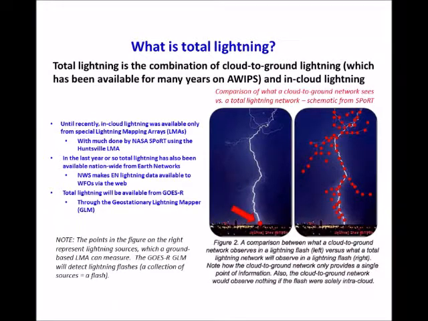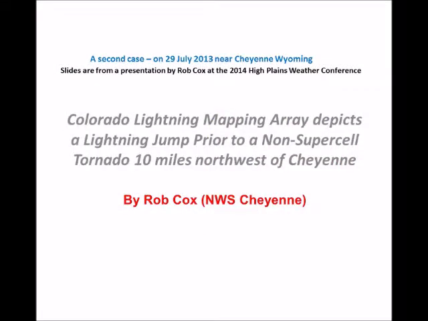So I borrowed a few figures from some SPoRT-related training material, and here's one of them here. You can see in the regular flash, if you had just a cloud-to-ground detection system, you just have this one point, but with the total lightning, these are all sources in that one flash, and that's what we can measure with these LMAs. Now here's a case put together by Rob Cox. He presented it at the 2014 High Plains Weather Conference. It occurred about a month after the Denver tornado, in this case only 10 miles northwest of Cheyenne.